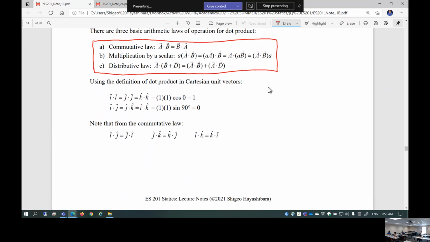So remember, Cartesian vector: let's say A is a Cartesian vector, you have the direction X component multiplied by the unit vector i, plus the direction Y component multiplied by unit vector j, plus the direction Z component multiplied by k. So those are unit vectors.